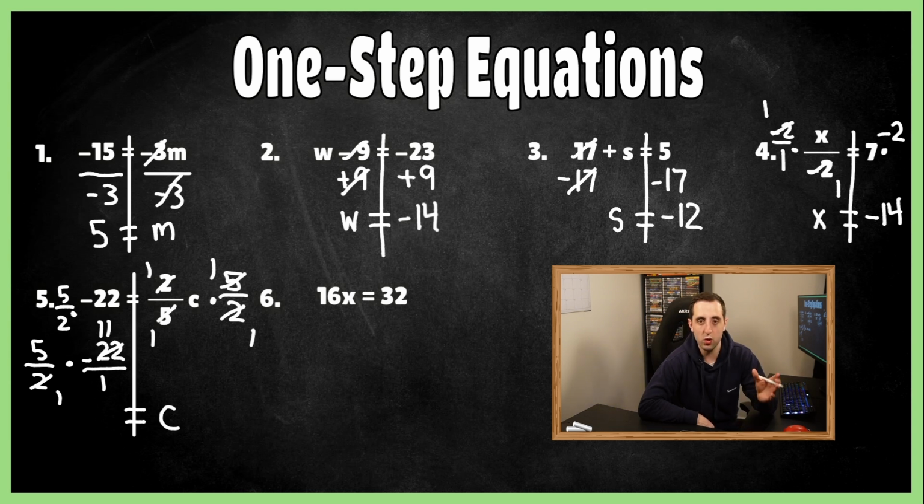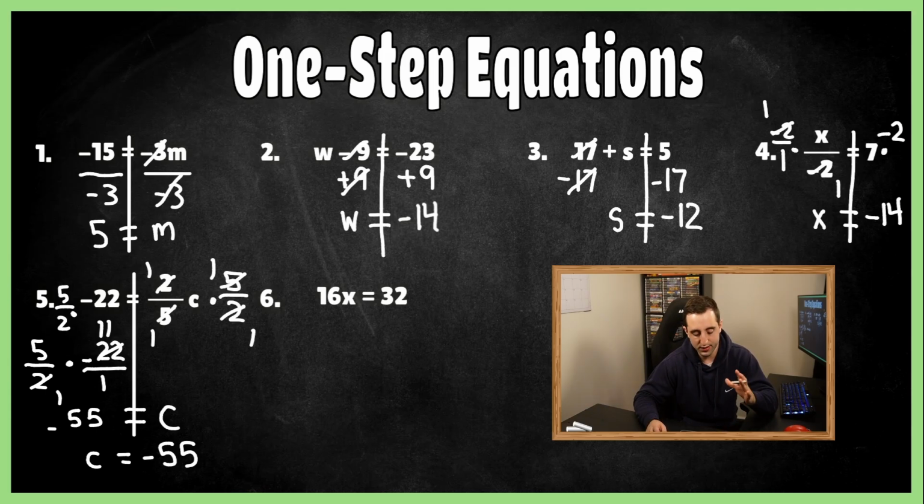And now we can go ahead and multiply our numerators together. So 5 times negative 11 is going to be negative 55. And, well, 1 times 1 is just 1. So our final answer is going to be c is equal to negative 55 for number 5. So this one is the most amount of work for one-step equations. All the other ones are typically a breeze, but when you see a fraction in front of the variable, instantly think multiplying by the reciprocal.